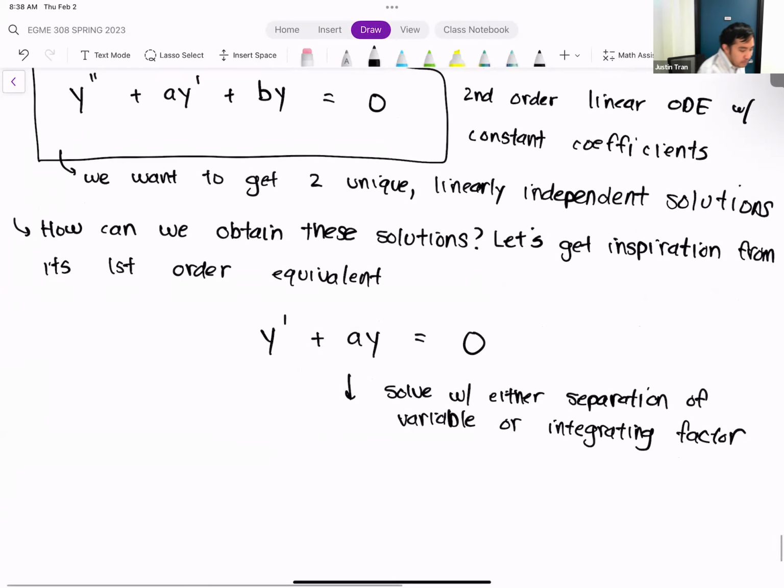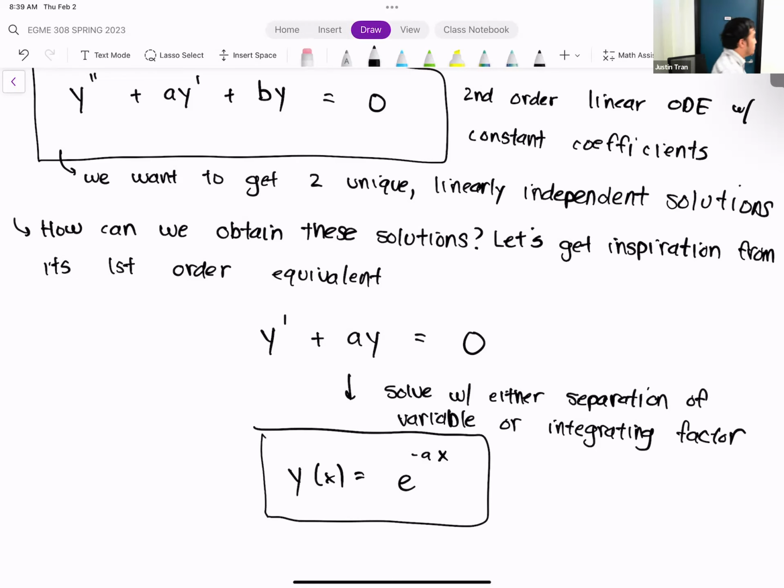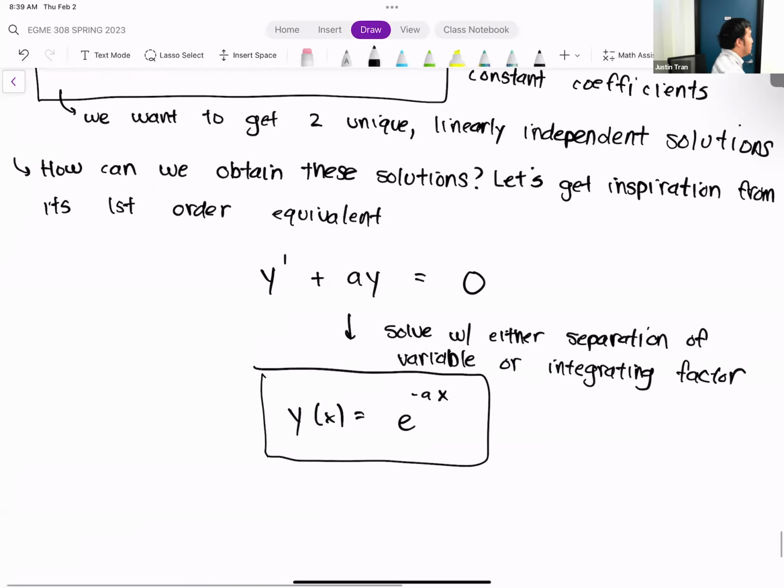And so I'll let you fill in those details, but basically what we obtain is a solution that looks like this. We get y of x is equal to e to the lambda x. Okay. Or excuse me, e to the minus ax. Ahead of my notes. And so in other words, we get an exponential function where the exponent of the exponential has a constant coefficient.